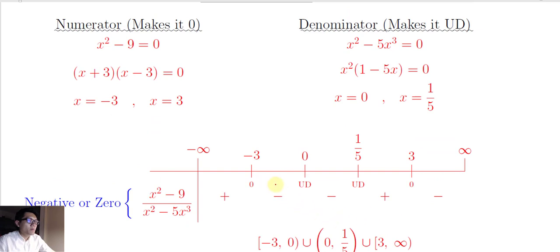Now, I label them: minus 3, 3. I put a 0 because these are the two zeros of the function. And then for 0 and 1/5, I put a UD. That means at these two values, you know that the function is undefined. Okay. Now, so basically, we know that we have these boundaries for the testing.